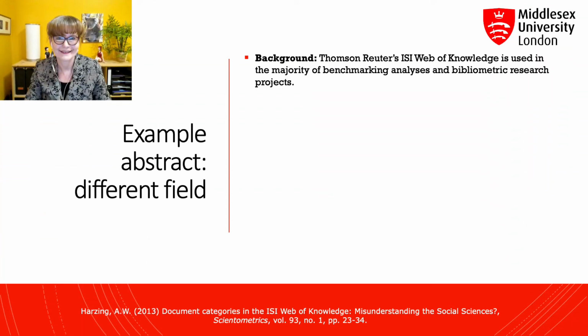The fifth and final example comes from a completely different field, bibliometrics. This article is about Thomson Reuters' Web of Knowledge and indicates that it really grew from a science-based background, so it doesn't really accommodate for the distinctiveness of social science research. As a background, I first established that this data source is used in the majority of benchmarking analysis and bibliometric research projects.